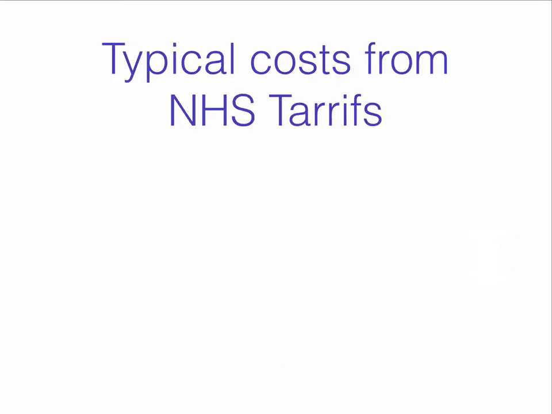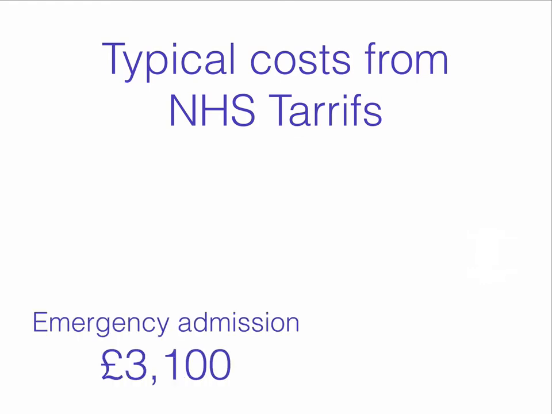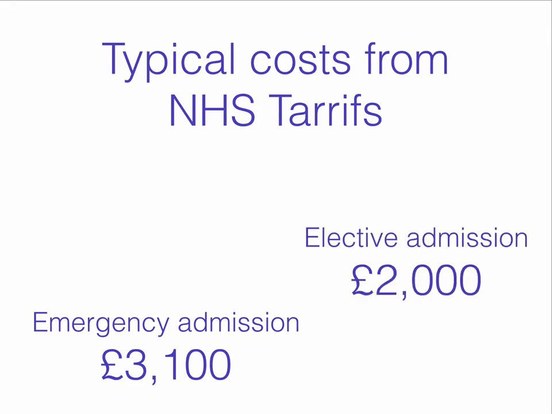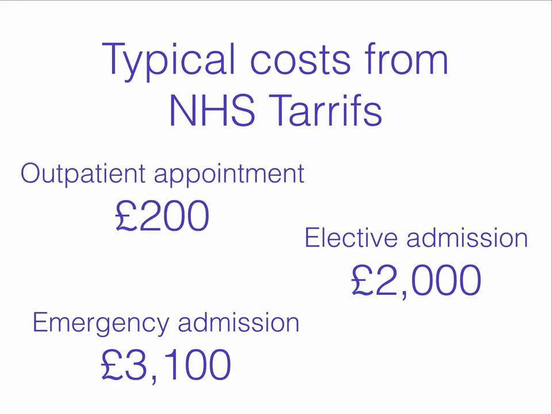And to give you some examples, here's some typical costs from NHS tariffs. Your idea may stop people going to hospital. Well, if you can stop an emergency admission, that will save £3,100. If you could save an elective admission where someone chooses to go in for, say, an operation, that will save £2,000. If you could stop someone going to outpatients, that could save you £200. So these are typical costs from NHS tariffs.